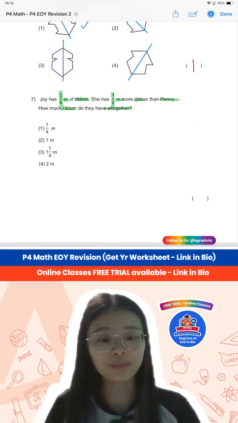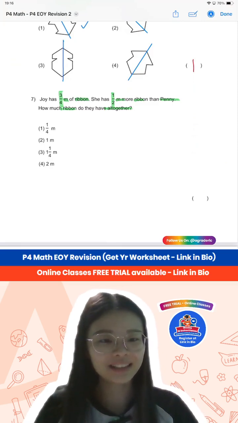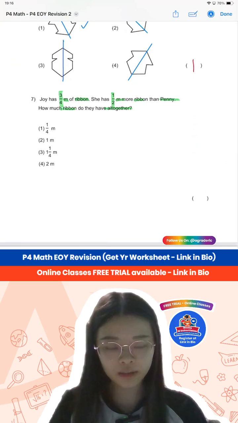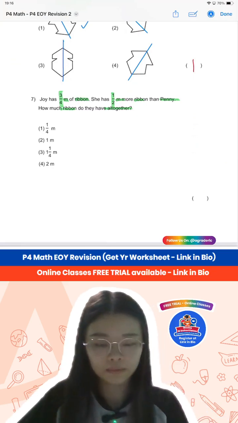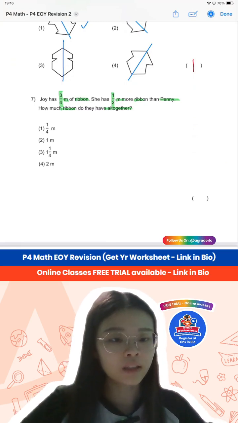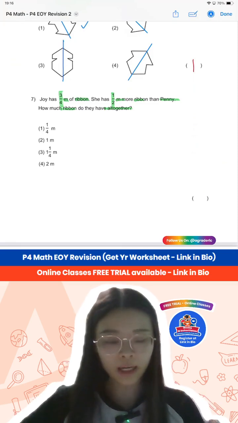Oh, that's what you did in PSLE. Oh, now we have different answers. Option 2, option 3. Those who got option 3, you might want to try adding again.